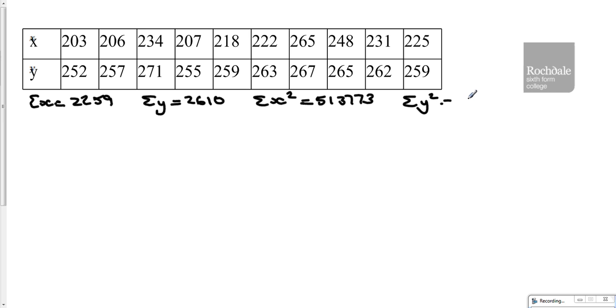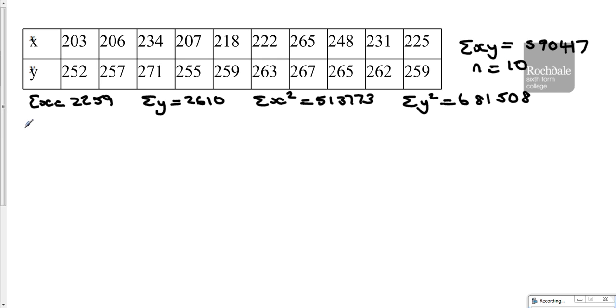So sum of y squared, I got 681508. I'll write the others up here. Sum of xy, I got 590417. And n is 10 in this example. So check you can get those.